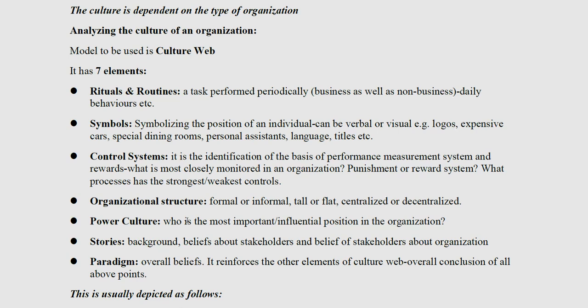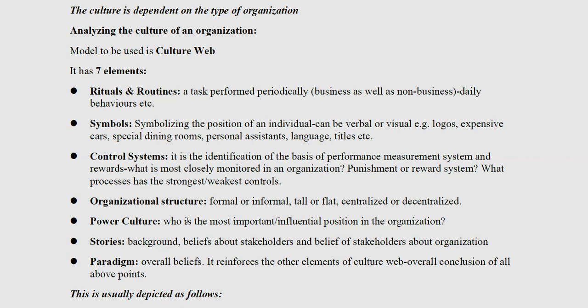Then we have organizational structure, which is formal or informal, tall or flat, centralized or decentralized, entrepreneurial, functional, whatever it may be: machine bureaucracy, professional bureaucracy, maybe adhocracy or missionary organization, mechanistic or organic. All those things can work here. Just look at it from the organization. Then we have the power culture: who is the most influential, important position in the organization. Then we have the stories, things that they believe, background stories, beliefs about the stakeholders and beliefs of stakeholders about the organization and the staff. What do they believe?